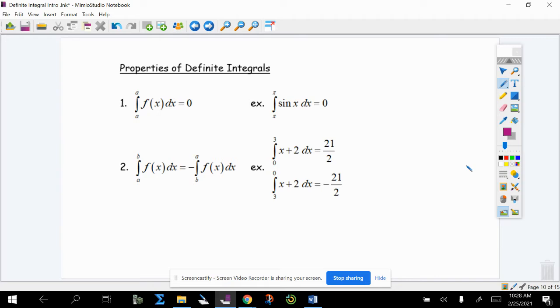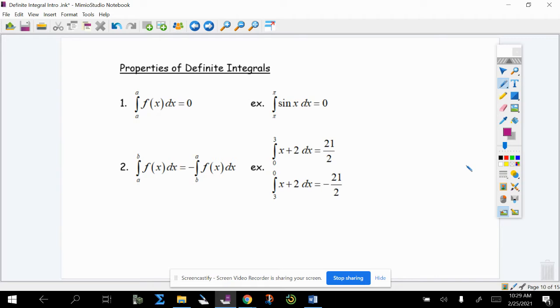Second one is a property that you're going to get more insight into why this works in future sections, but it's what happens if you actually flip-flop your boundaries, and instead of going from the smaller number to the bigger number, you go from the bigger number to the smaller number. If your boundaries switch, it actually negates your answer.